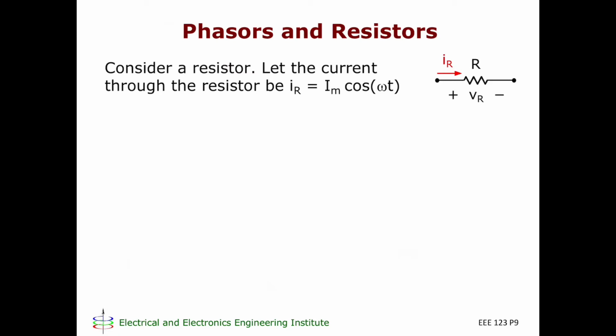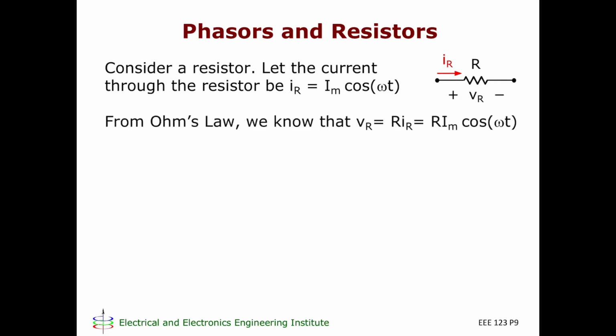Let's take a look at what happens when we apply phasors to resistors. Consider a resistor whose voltage across it is V sub R and whose current through it is I sub R, where I sub R is a sinusoid with zero phase angle. From Ohm's law, we know that V sub R is equal to resistance times I sub R. So we get this expression for V sub R.